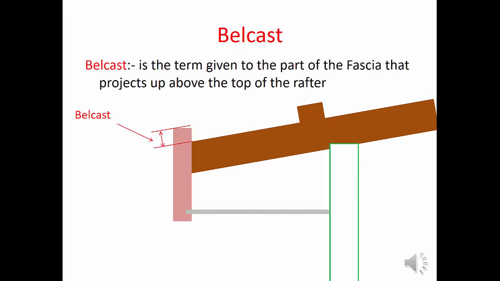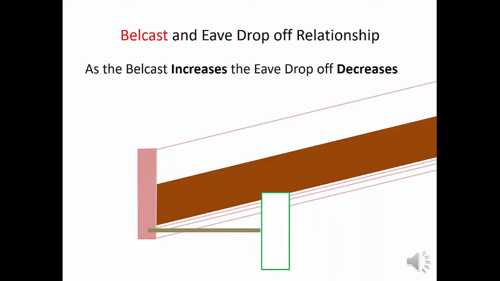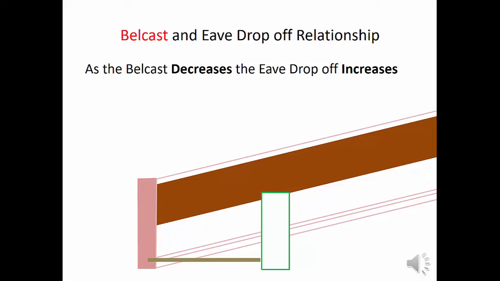Belcast is a term given to the distance the fascia projects above the top of the rafter. As the belcast increases, the eave drop-off decreases. And as the belcast decreases, the eave drop-off increases.